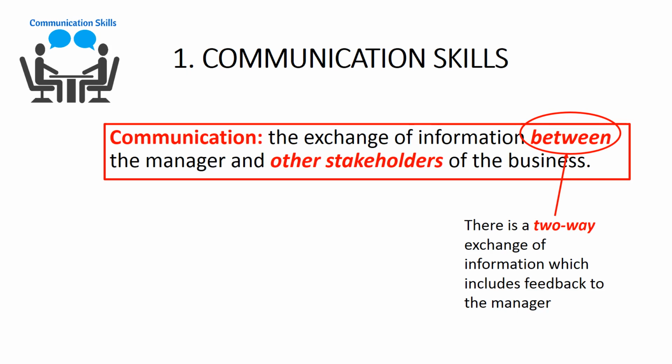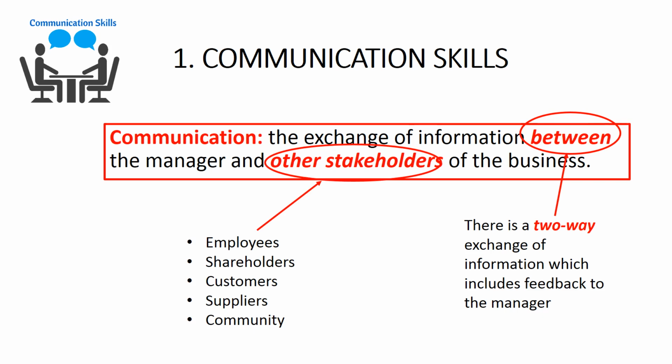The second important point about communication is that managers need to be able to communicate with a range of different stakeholders of the business. In our videos on management styles, we have seen that managers have to be able to give clear directions to employees. And where they use a consultative or participative management style, managers have to be able to take into account feedback from employees. But managers also need to communicate with other stakeholders of the business.